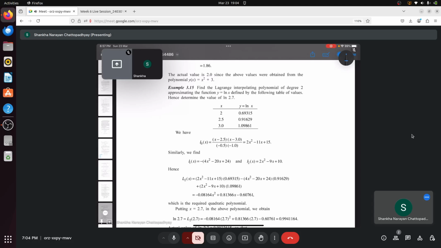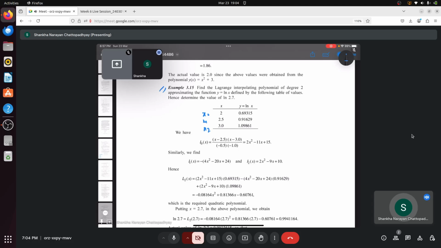Okay, there is at least some easy problem. Find the Lagrange interpolating polynomial of degree 2 approximating the function y equal to ln x defined by the following table of values. Hence determine the value of ln 2.7. So first L0x, that means this is your x0, this is x1 and this is x2.